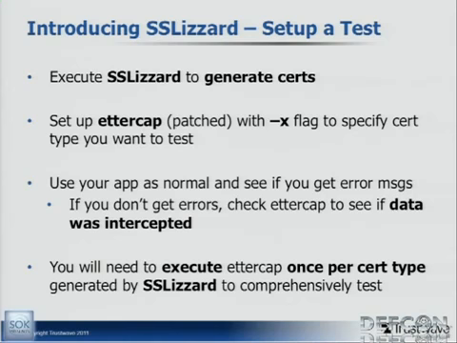You can either have it outputting data to screen, or you can have it writing to a PCAP file for later analysis using something like Wireshark. And that'll let you see if the data was intercepted as you expected. You'll have to execute EtherCap once per cert type generated by SSLizzard to comprehensively test it. We don't allow dynamic switching at the moment, although we've been looking into improving the patch.